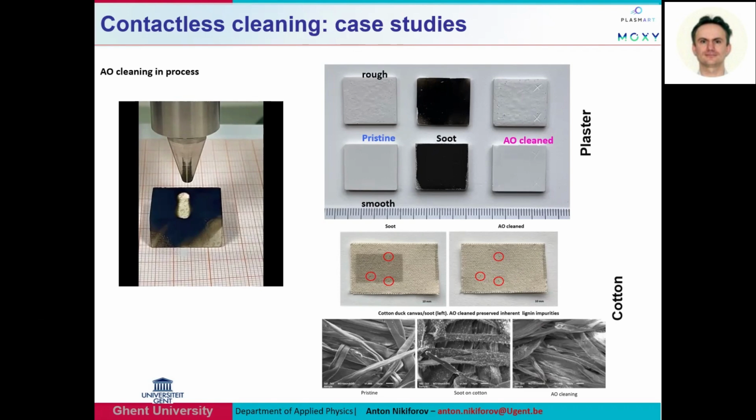So these are fibers, how they look like before the soot. This is when they are sooted, and this is when they are removed from the cotton. And there was no damage after the atomic oxygen cleaning.